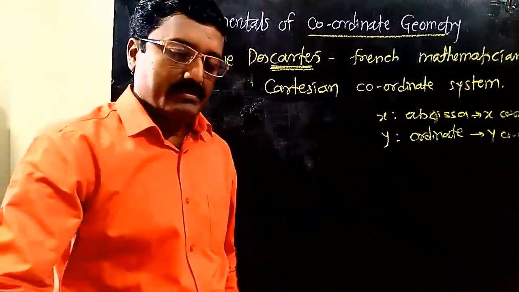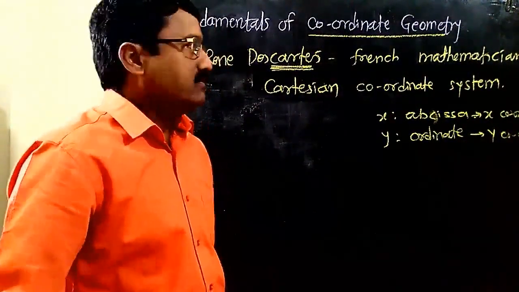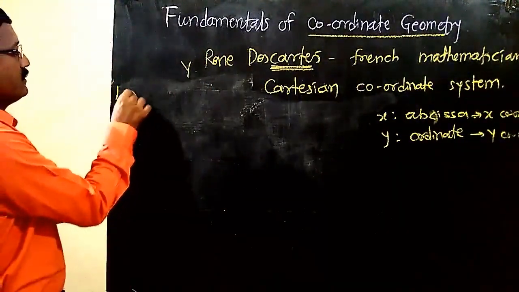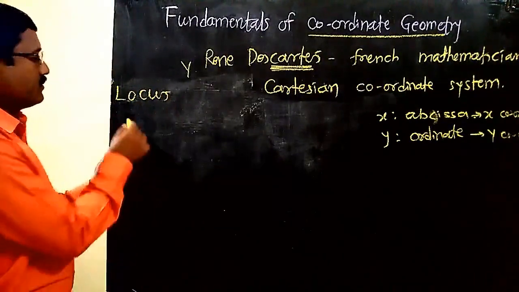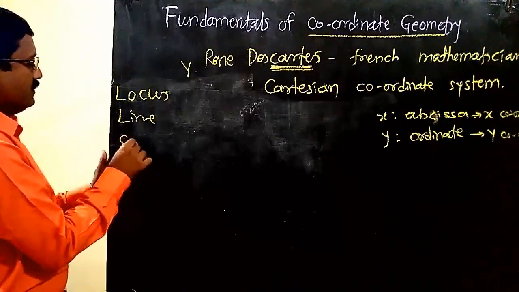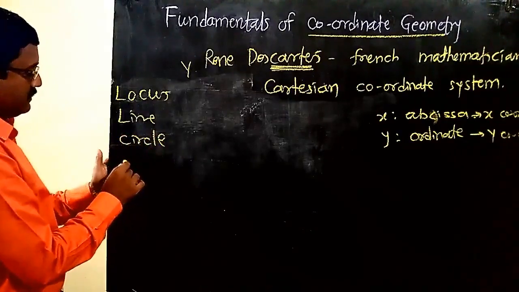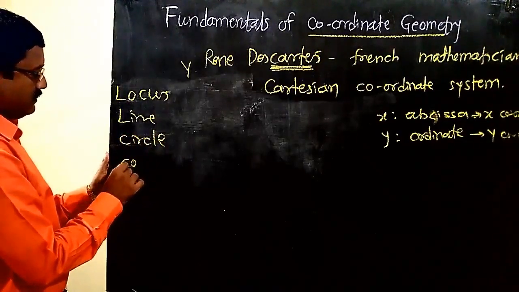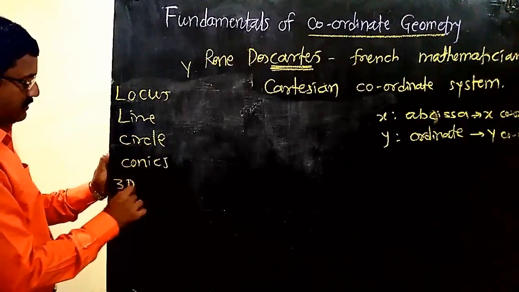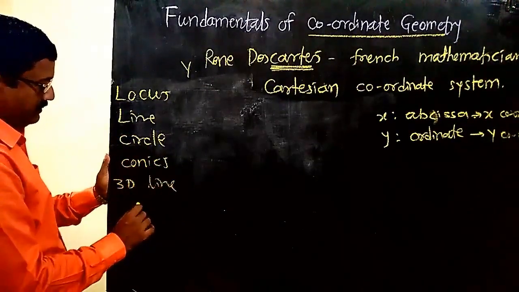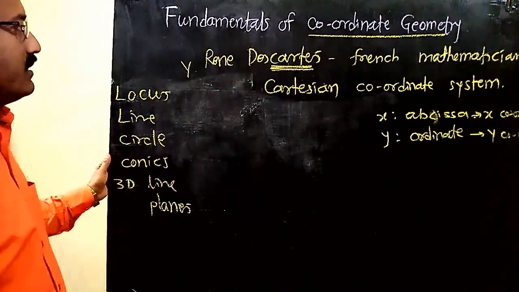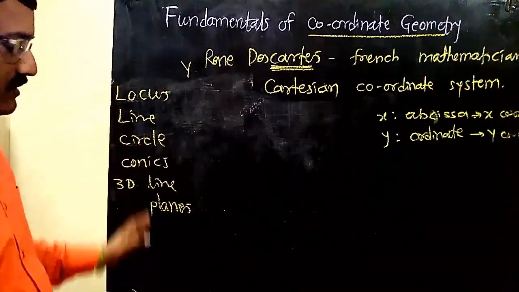In 11th Science or Commerce, the first topic related to this geometry is locus, and the further topics are straight line, then circle, then conics, and then three-dimensional line and plane. These are the topics related to or based on coordinate geometry.